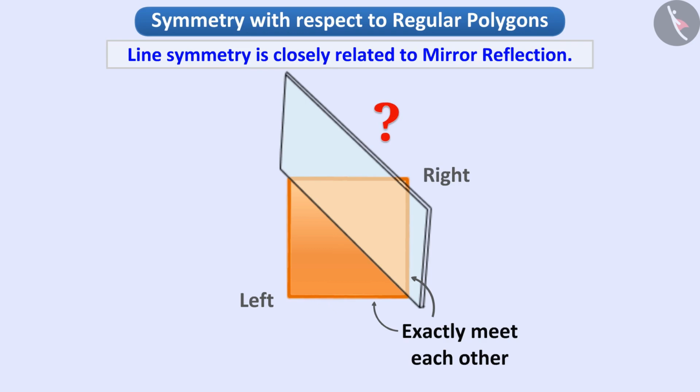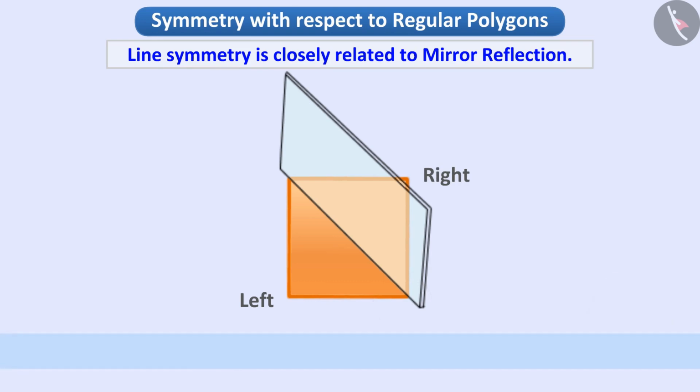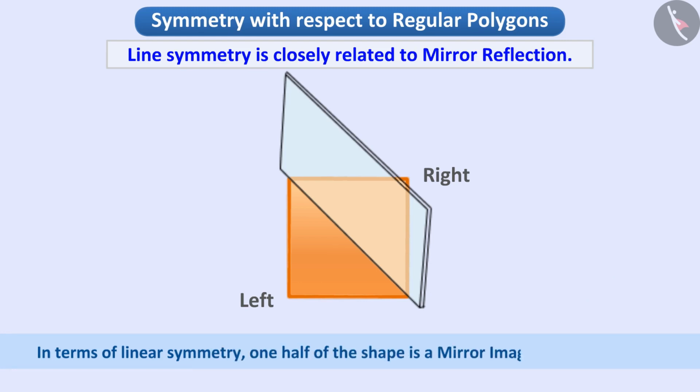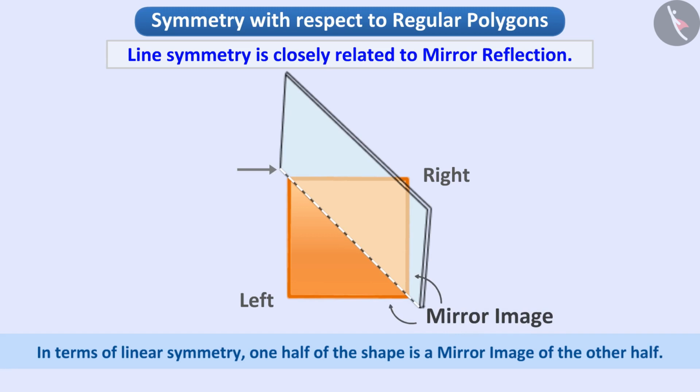What do you understand by this? Think. Absolutely right. From this, we can understand that in terms of linear symmetry, one half of the shape is a mirror image of the other half. In the context of linear symmetry, we can say that the mirror line is a symmetric line. That is, with the help of a mirror line in a figure, we can find the symmetrical line.